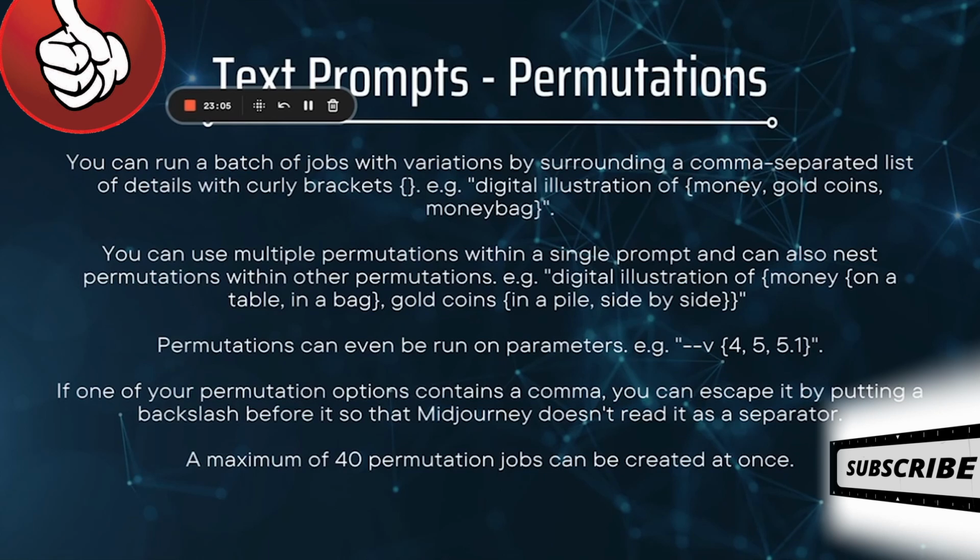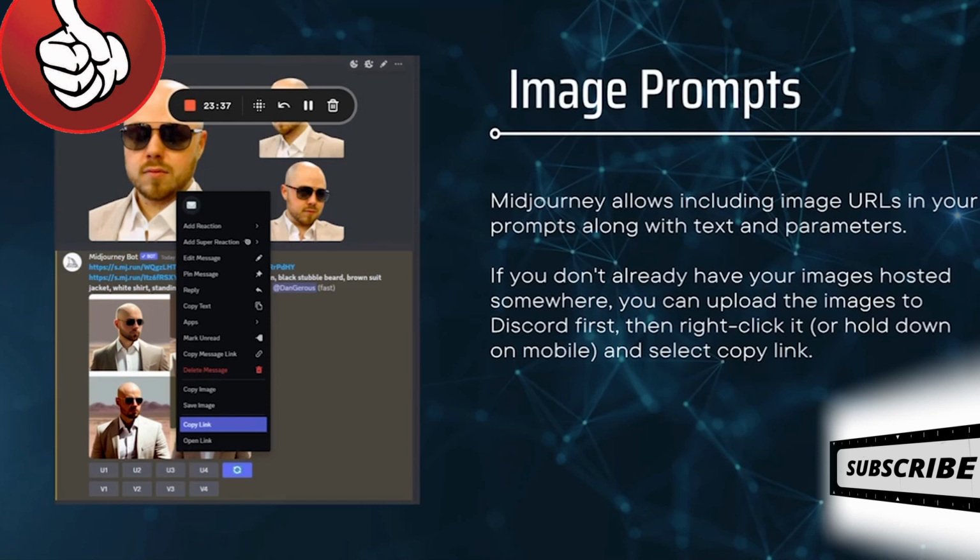And I included this right here so you could just test it for yourself. Because if I'm telling you about permutations and all that type of stuff, you're going to be like, what does he even mean? So feel free to go back to this slide at any point, and you can go through and recreate this. If one of your permutation options contains a comma, you can escape it by putting a backslash before it so that Midjourney doesn't read it as a separator. A maximum of 40 permutation jobs can be created at once.